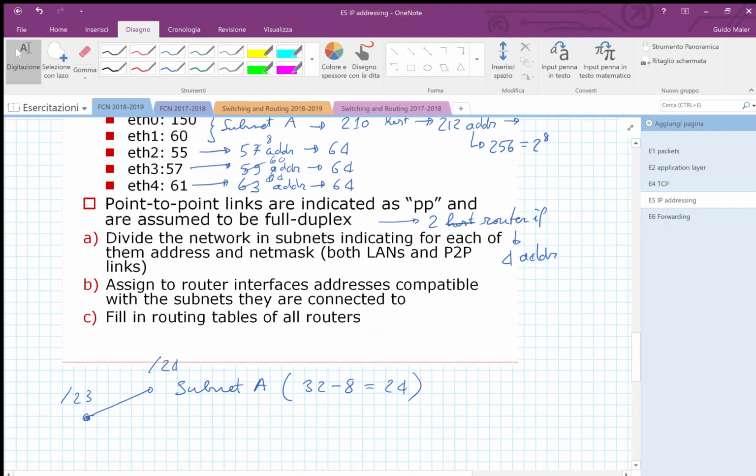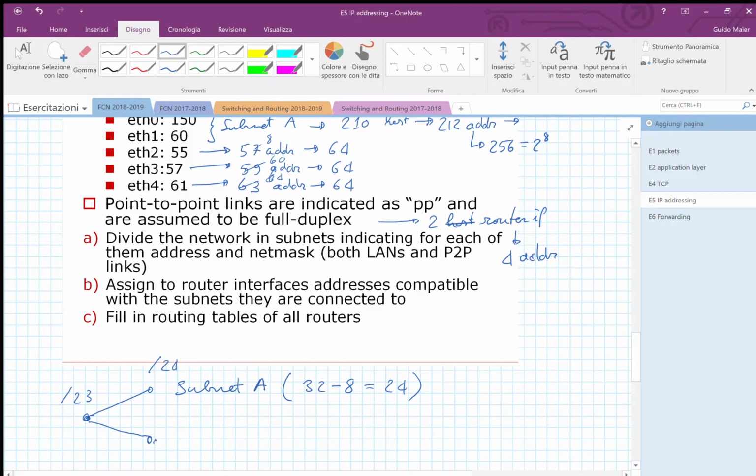Since we are increasing the net mask by 1 bit, it means that we are splitting the network into 2 subnets. Each time you increase the number of bits, at the same time you are increasing the number of subnets. The number of subnets that you are creating is equal to 2 to the number of bits of the subnet ID, which is the extension of the net mask.